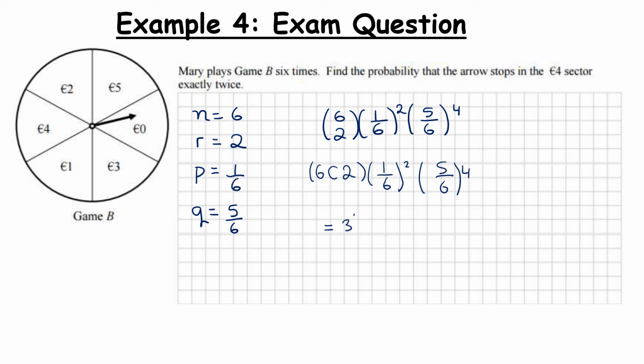This works out as a fraction 3,125 all over 15,552. And that works out as approximately 0.2.